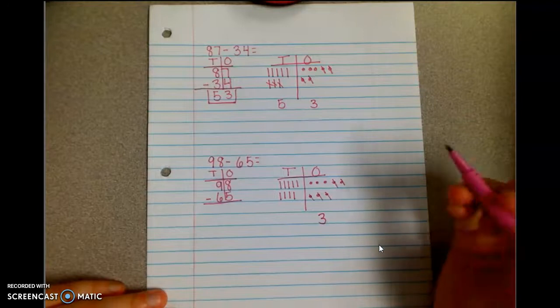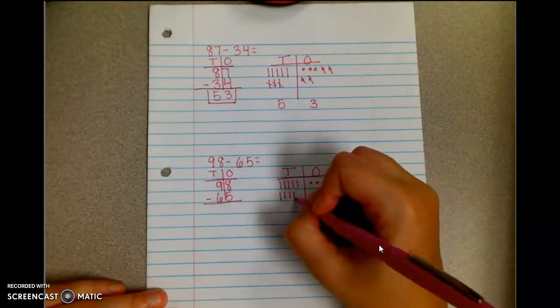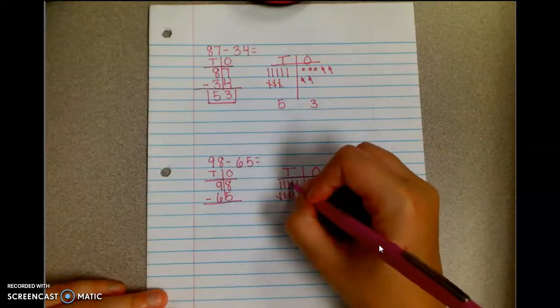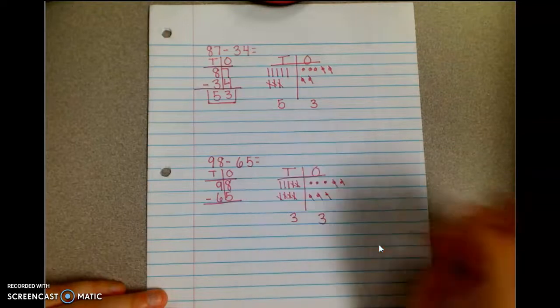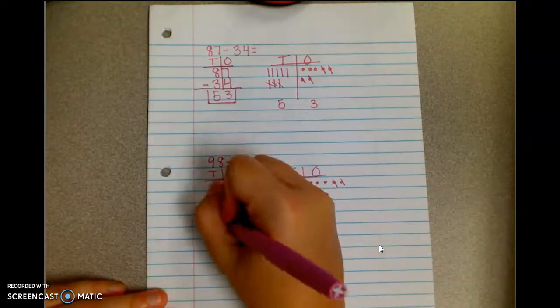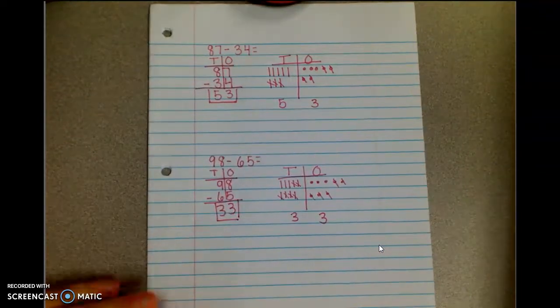Now I can subtract my tens place. I have 9. I need to cross out 6. 1, 2, 3, 4, 5, 6. And I am left with 1, 2, 3. So my answer is 33. And I box it in so that it does not get lost.